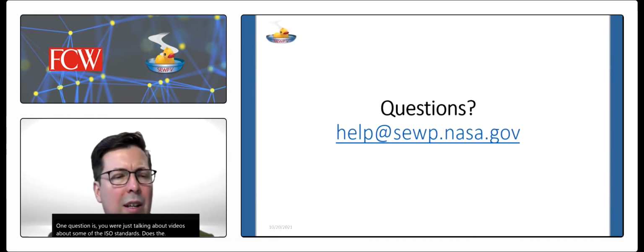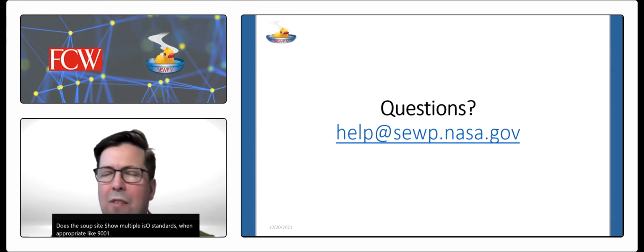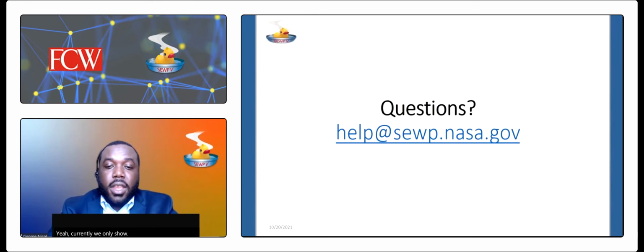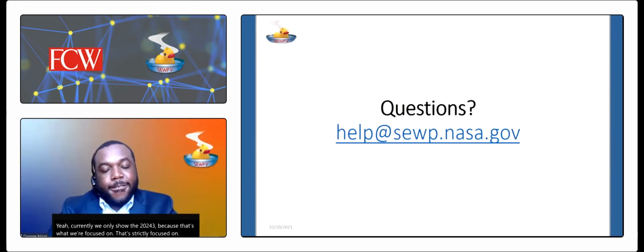One question is, you were just talking about videos about some of the ISO standards. Does the SEWP site show multiple ISO standards when appropriate, like 9001 and 27001, in addition to the 20243? Yeah, currently we only show the 20243 standard because that's the one we're focused on, and that strictly focuses on supply chain. Very good.